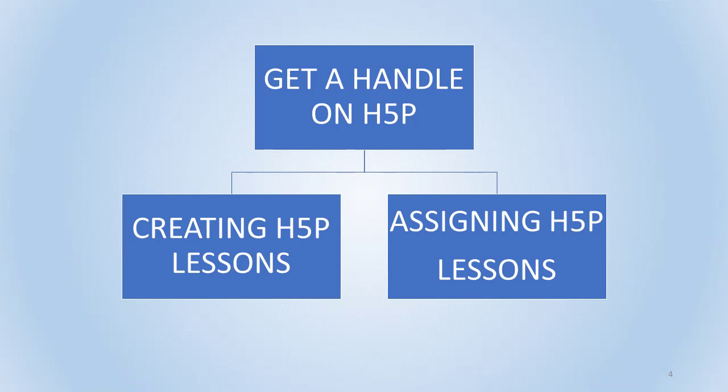Here is the plan I created for guiding my MoodleCloud organization. Get a Handle on H5P is the category. The category will contain 2 courses, creating H5P lessons and assigning H5P lessons. Now let's look at putting this plan into action.